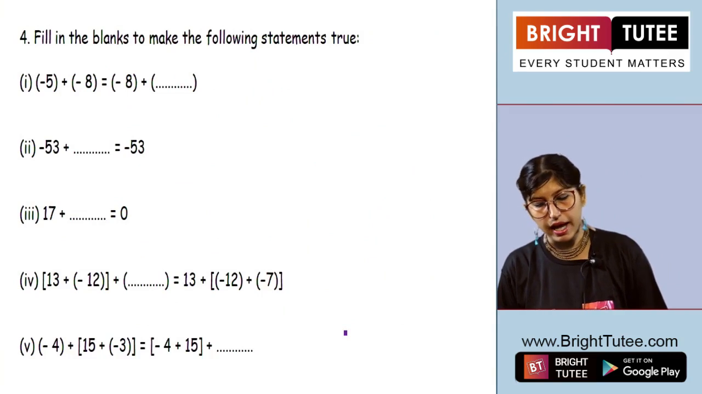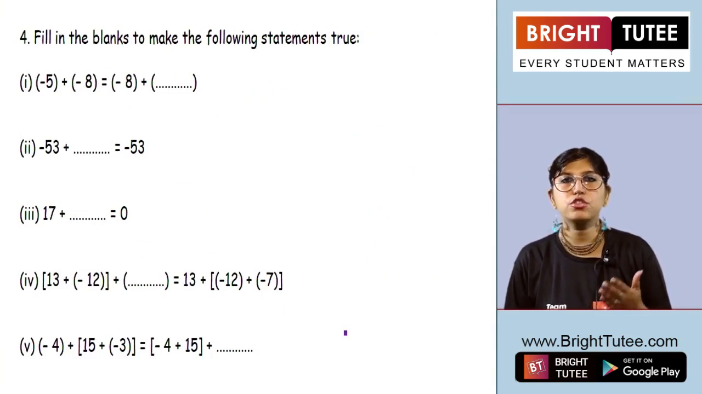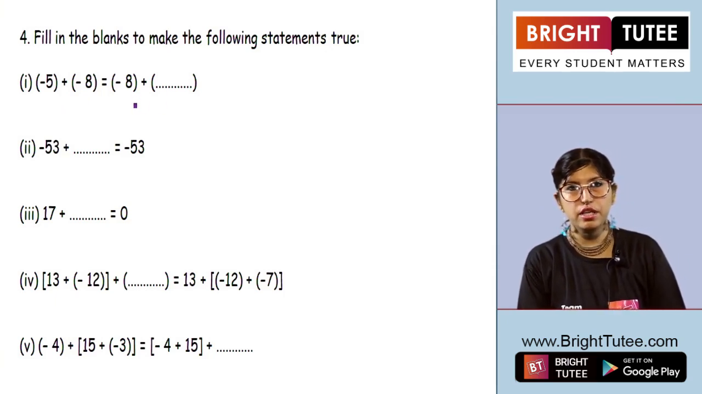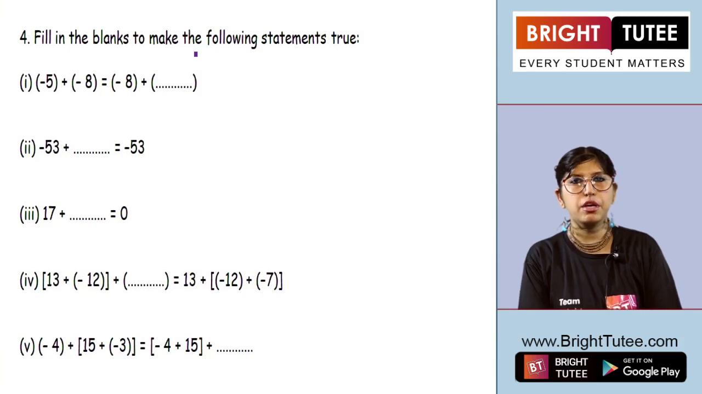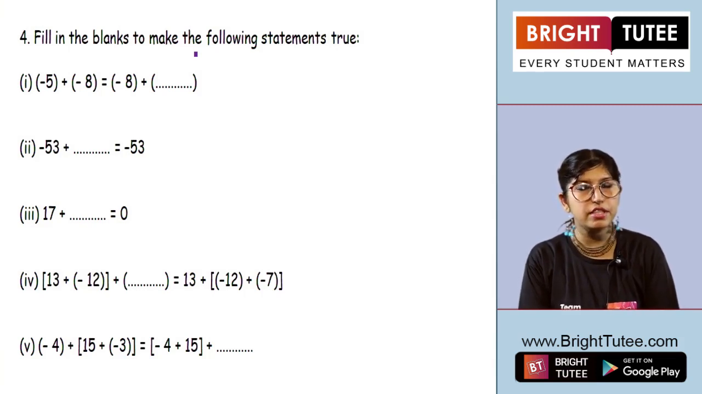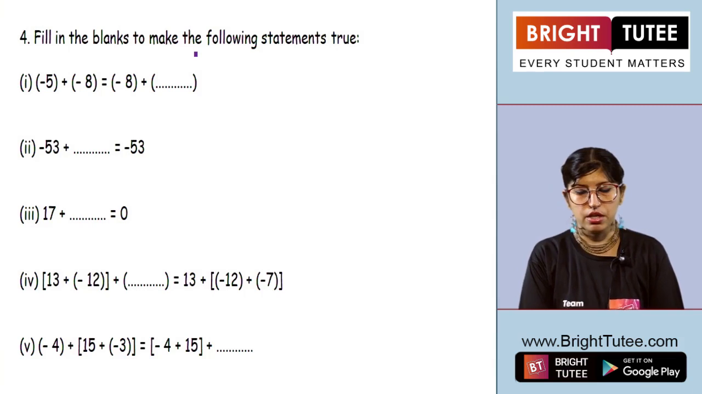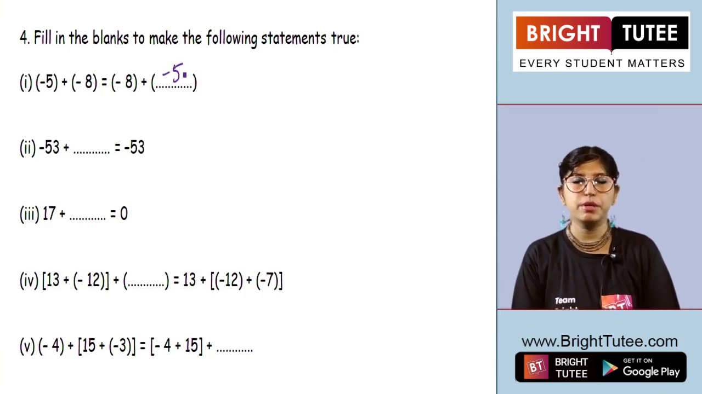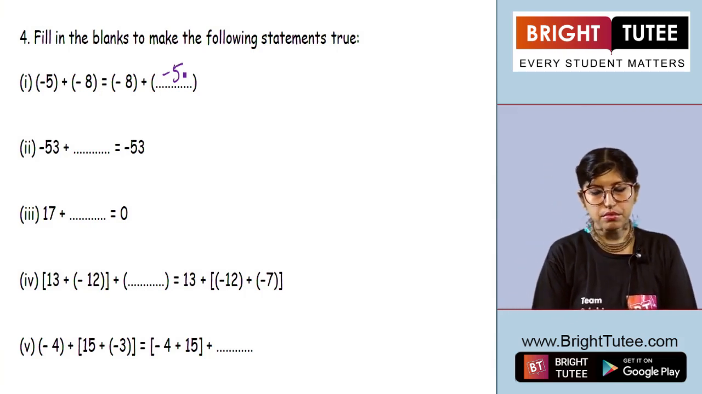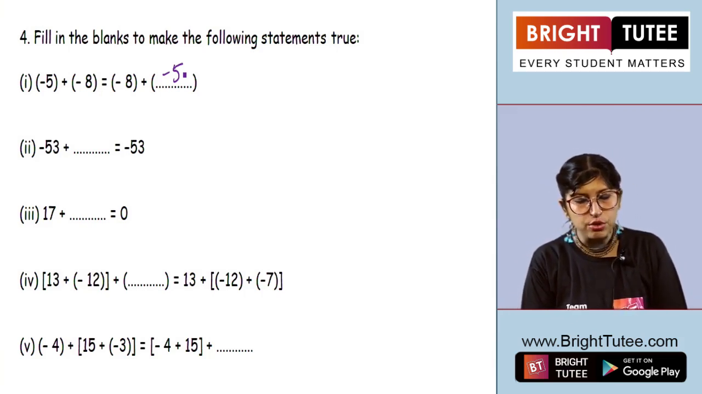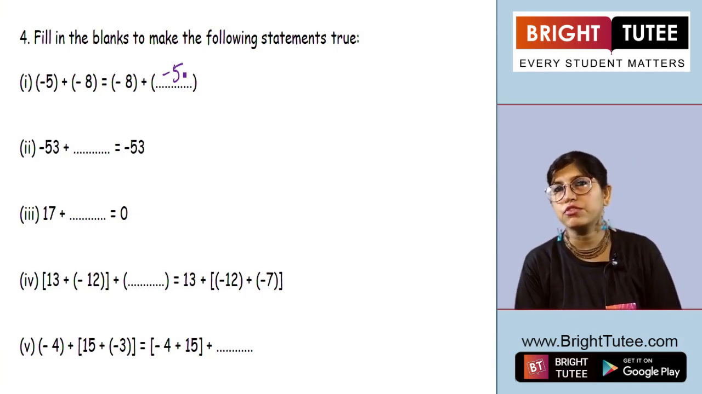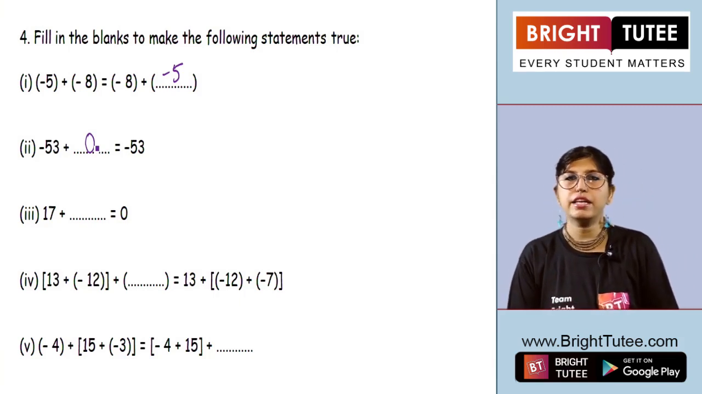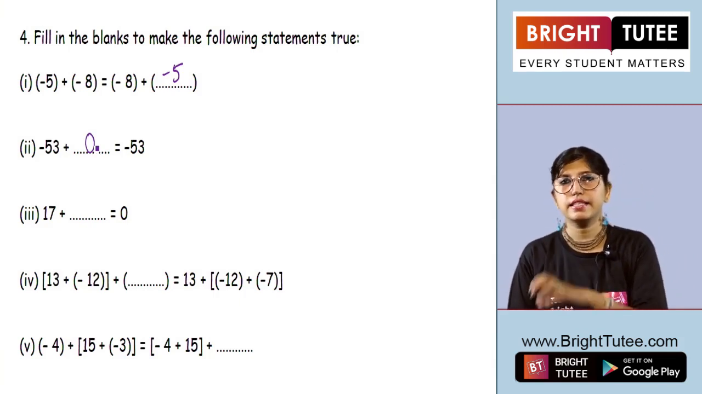Now let's move on to the last question of this exercise. Now it's just fill in the blanks, and you need to make these statements true. So if we have -5 plus -8, now over here -8 is already given. What do we write over here so that this statement becomes true? That means whatever is in the left hand side, that should be in the right hand side as well. So here I missed -5, so -5 would be the integer which we will be getting in the blank. Now we have -53. What should we add to -53 so that we can get -53 only? So we'll write 0, as 0 is the additive identity. So if I add 0 to any number, I'll get the same number only.